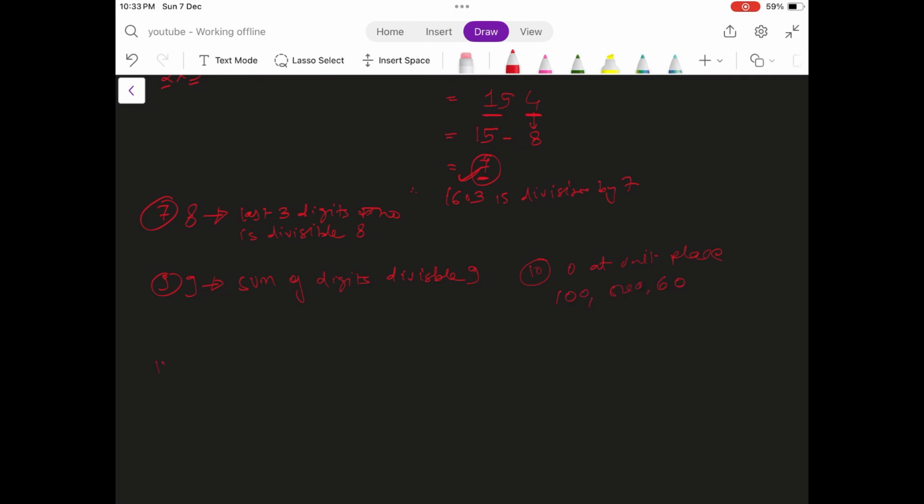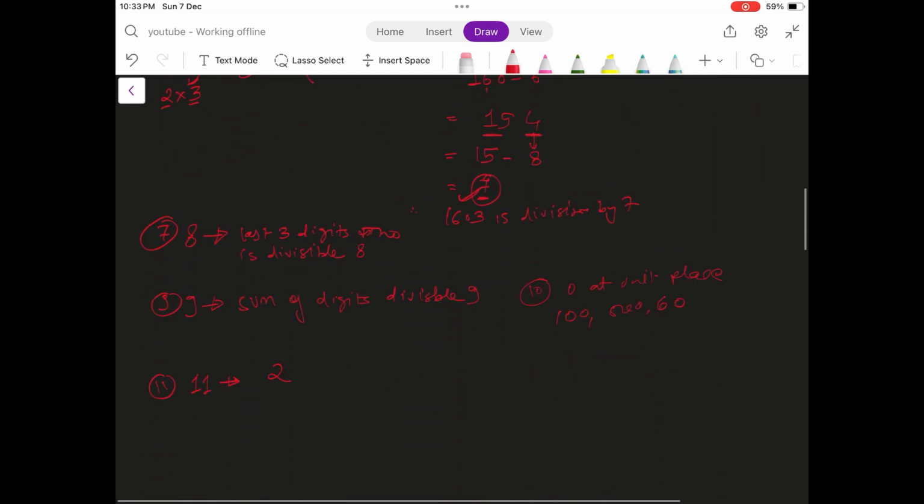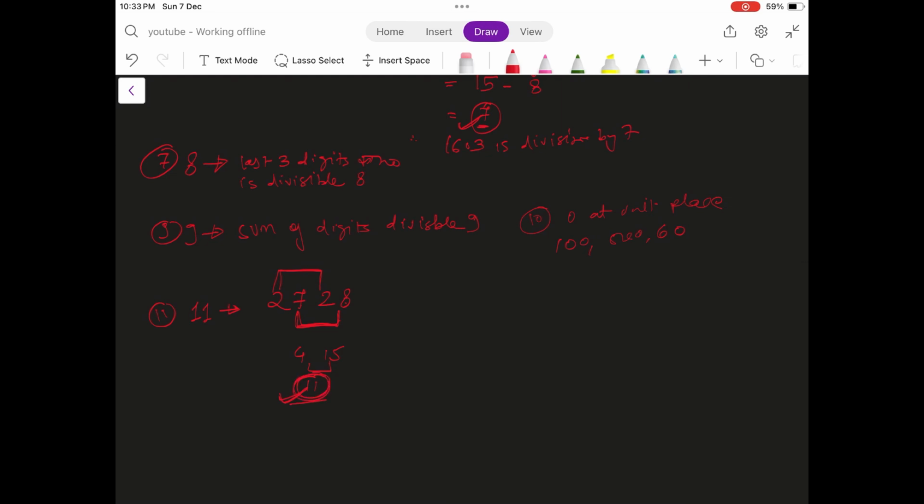And then 11 का divisibility test है, any number will be divisible by 11 if difference between sum of digits at odd place and sum of digits at even place is divisible by 11 or the difference is 0. So let's take example. So let's say number is 2728. Now we have to do addition of numbers at odd places and numbers at even places. So ये 8, 7, 15, 2 plus 2 is 4, इनका difference आता है 11. So the difference is divisible by 11. This difference 11 is divisible by 11. Therefore this number is divisible by 11.